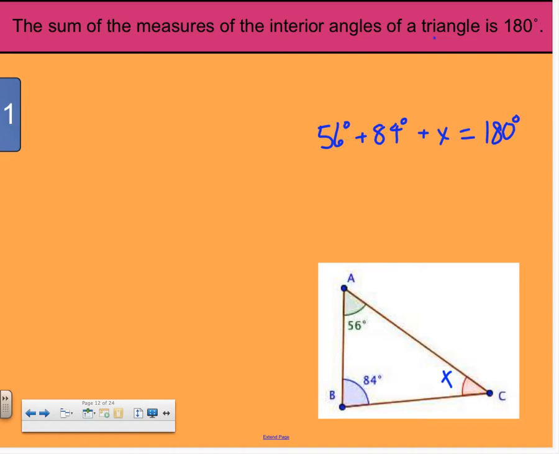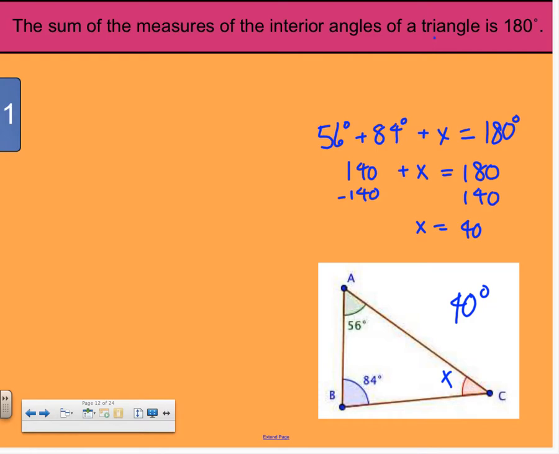Well, by saying it in a word sentence such as that, we have basically created an equation that's fairly easy to solve. So, first of all, what is 84 plus 56? All right. Well, if we add those two together, we should get 140. Now we know that 140 plus X equals 180. Well, I want to know what X is, so I'm going to get it by itself. So let me subtract 140 from both sides. And we get X equals 40. So I know that the missing angle in this triangle, X, is 40 degrees.